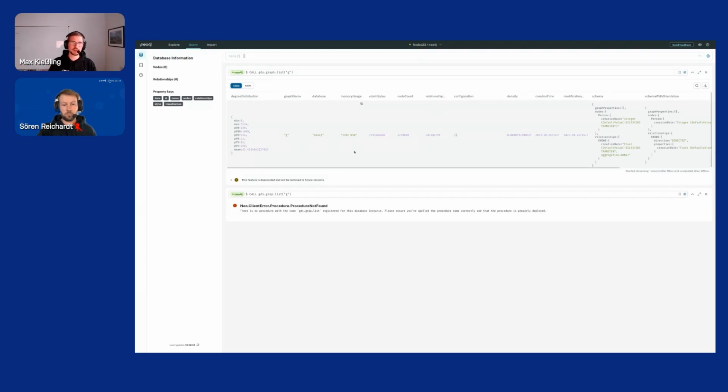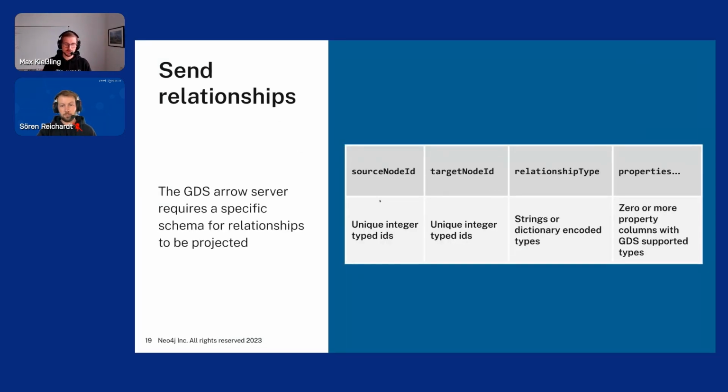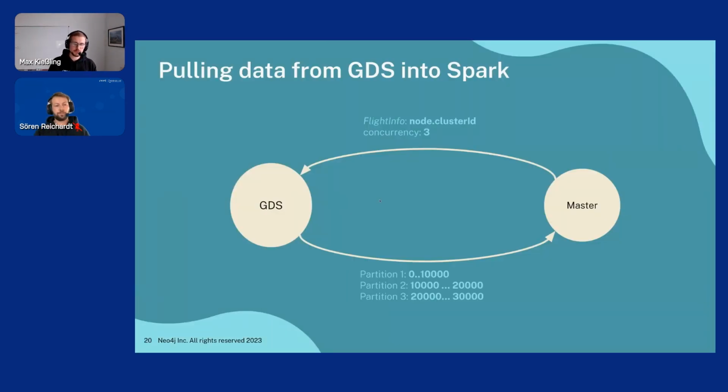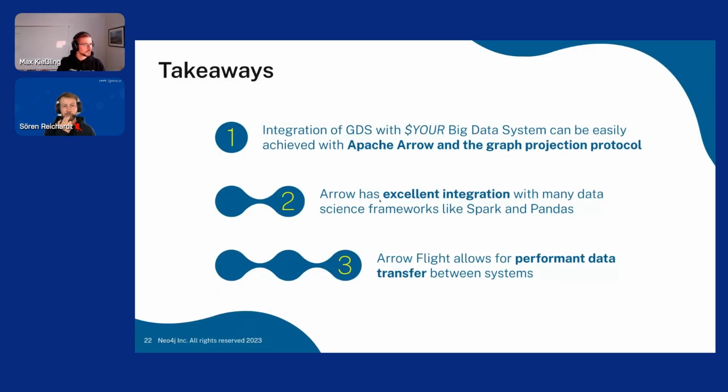And now you could go ahead and do your general processing with GDS. There's also a way to actually retrieve data from GDS into Spark, but we're running out of time, so I'll skip those slides. There will be examples in the notebook that we'll share later. So if you're interested in that, look into that, and over to Sören.